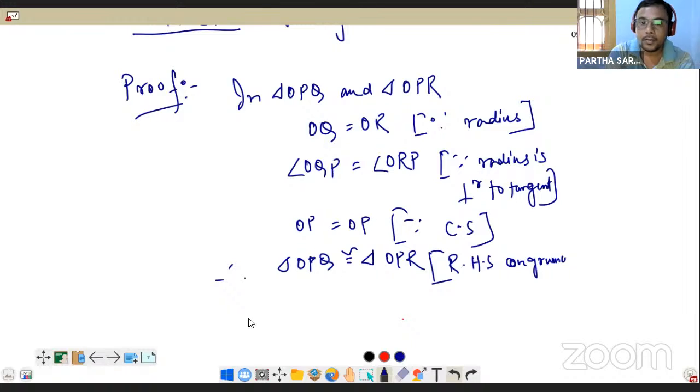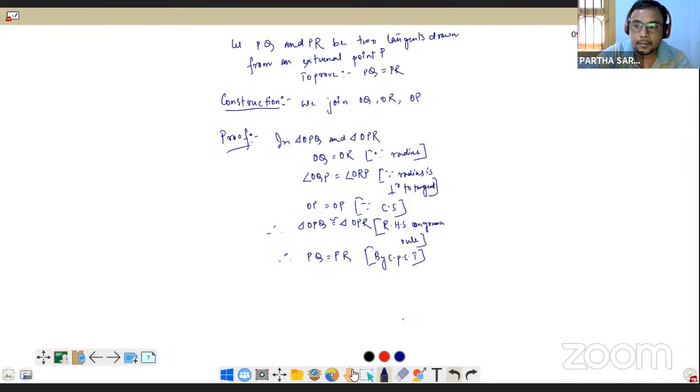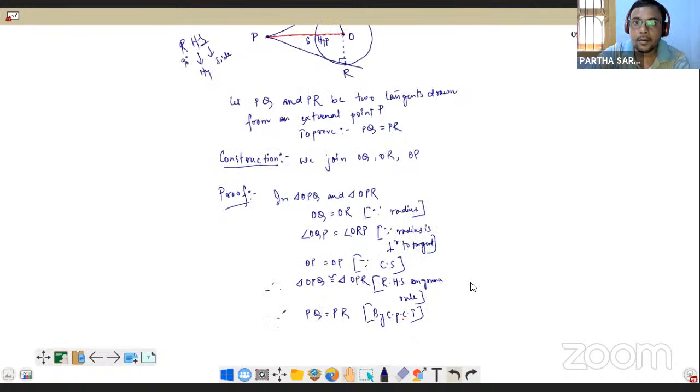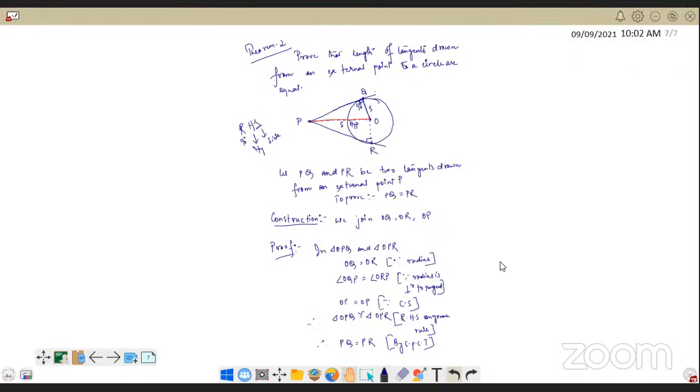Okay. So if these two triangles are congruent, can I say that PQ is equal to PR? Now look, by CPCT. I'm minimizing it so you can see it properly. Can we write PQ is equal to PR by CPCT? Yes, sir. Please note it down.